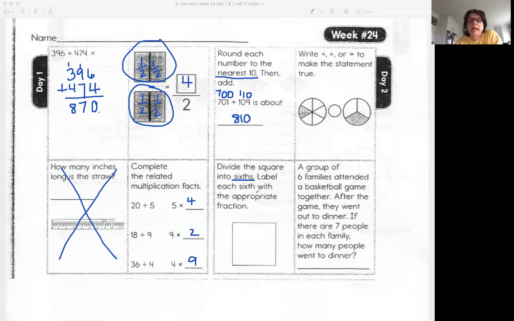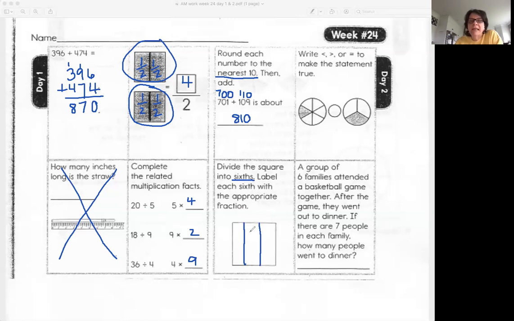Okay, it says label each 6 with the appropriate fraction, which is what we ask you to do all the time anyways. So I'm going to take this square and I'm going to divide it into 3 equal parts first. Do the best I can to make them equal.